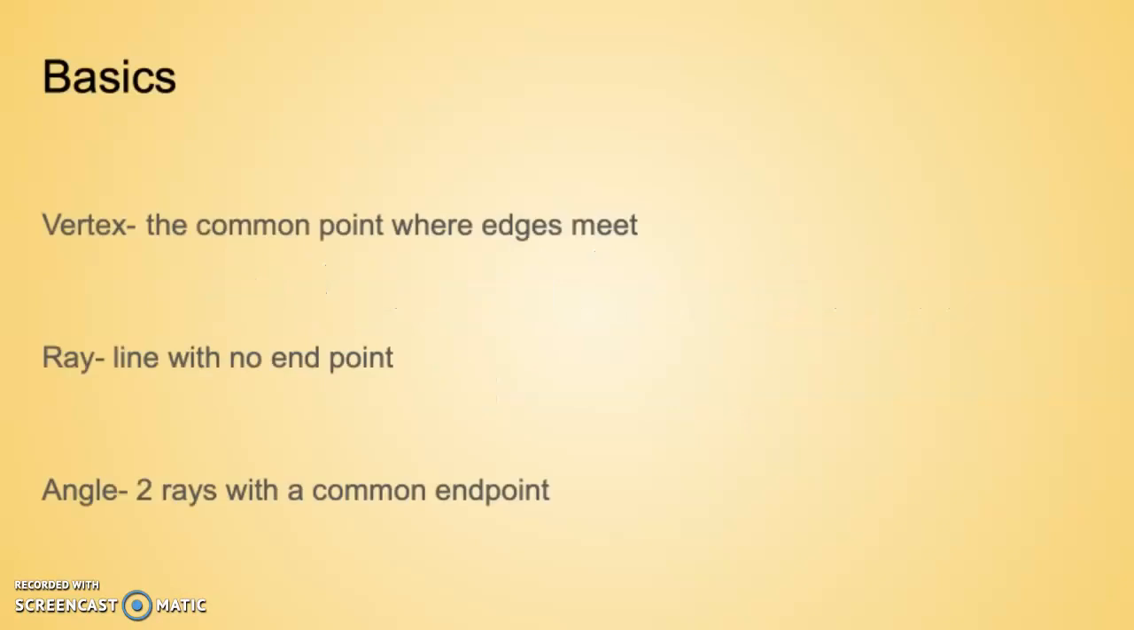First of all, these are the basics. We need to know the vocab, which is vertex, where the edges meet; ray, a line that has a starting point but no end point, so it will go on forever because there's no end point; and an angle, which is two rays with a common endpoint. So in other words, an angle is about two rays, or two legs or two sides, with the vertex, because the vertex is a common endpoint. It's another word for it.